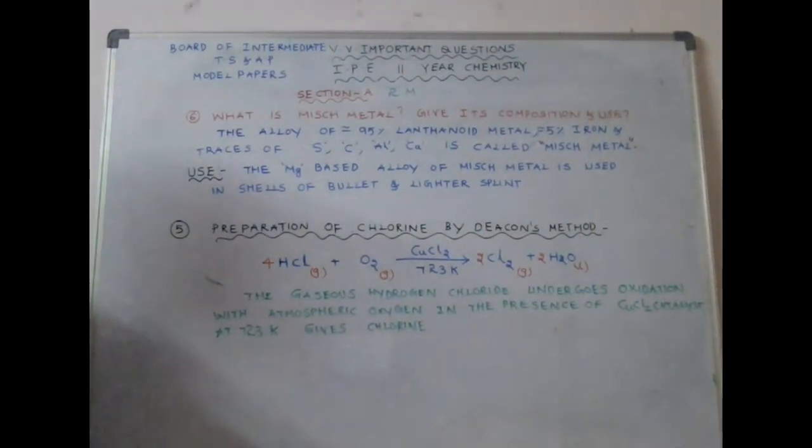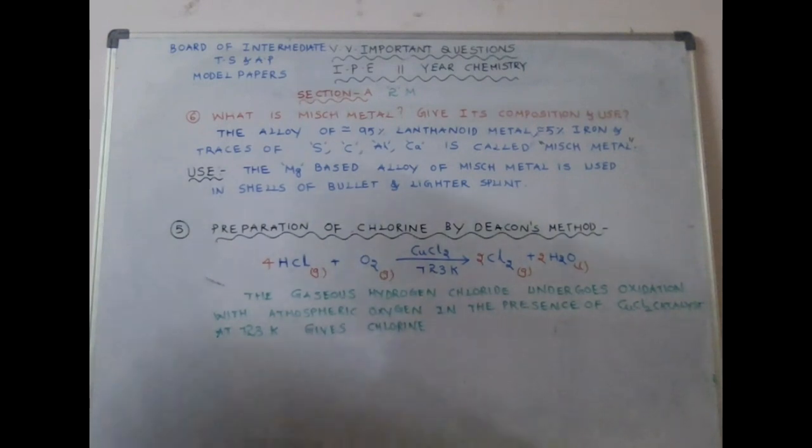So misch metal means nearly 95% lanthanoid, nearly 5% iron, and traces of sulfur, carbon, aluminum, calcium. It is used as a magnesium based alloy. Magnesium based alloy is used to prepare the shells of bullet and lighter splint.